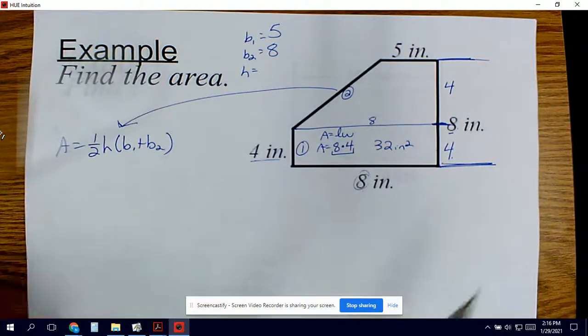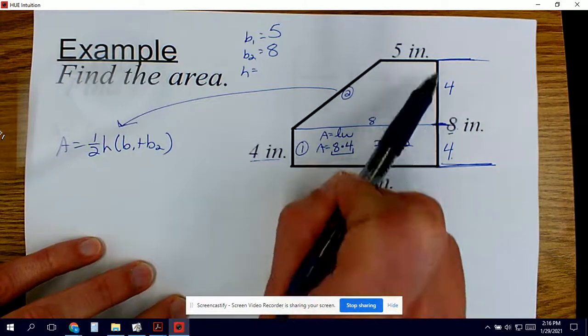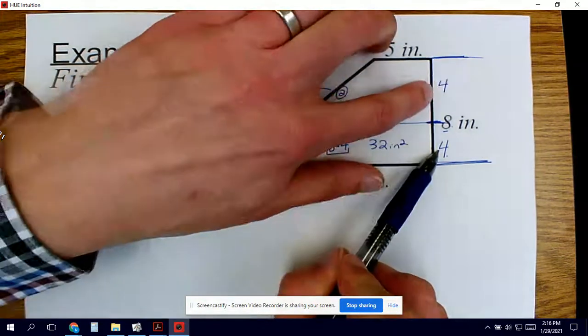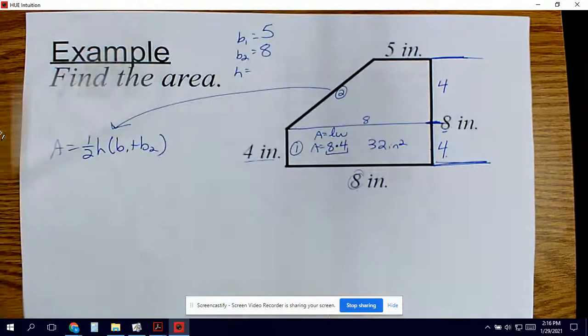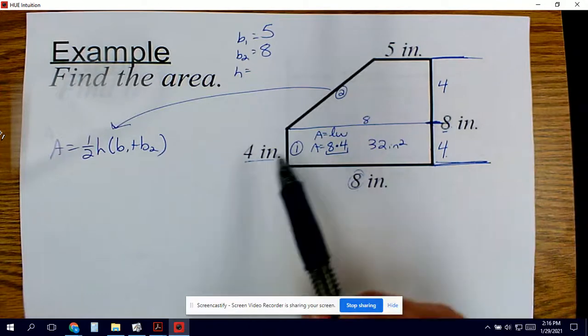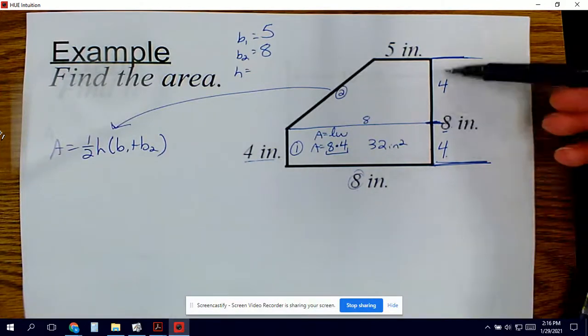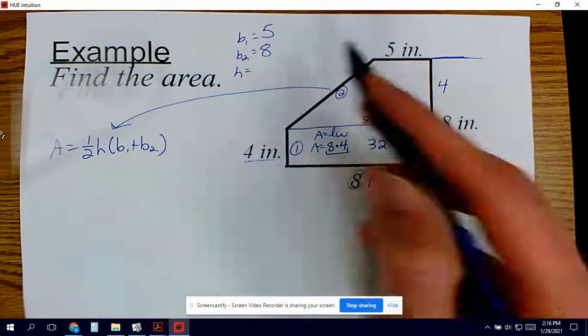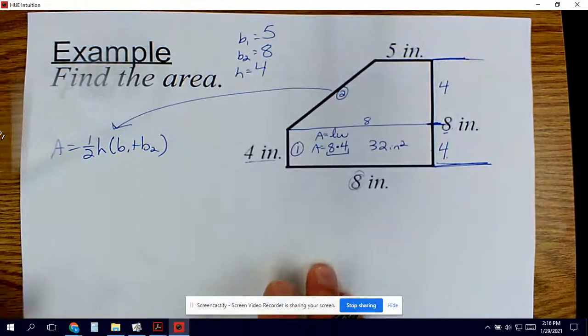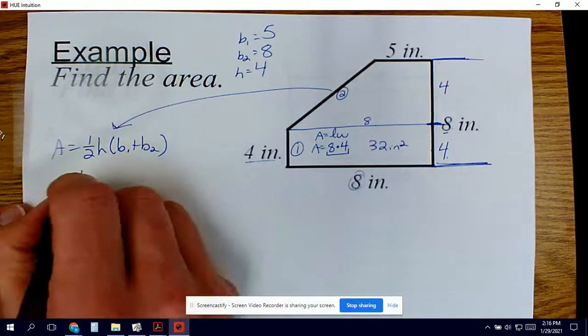Now, one thing to be careful of. If you look at these sides, they're both 4, but they don't look the same size. Most of these geometric figures are not drawn to scale, so you can't go by just what your eyes tell you it looks like. We have proven geometrically that both of these measures are 4, even though one looks larger than the other. So let's take that 4 and make it the height of our trapezoid. And now we're ready to substitute these values into our formula.